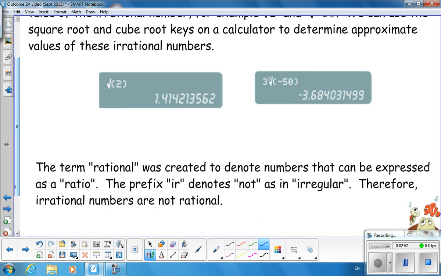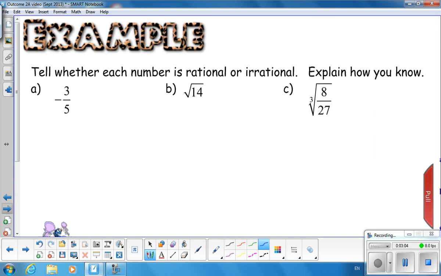The term rational was created to denote numbers that can be expressed as a ratio. The prefix ir denotes not, as in irregular. Therefore, irrational numbers are not rational. Tell whether each number is rational or irrational and explain how you know. Well, the first one I know is rational because it can be expressed as a fraction.